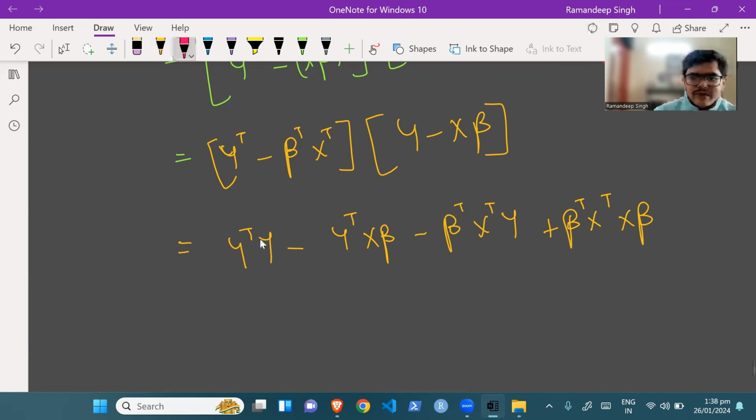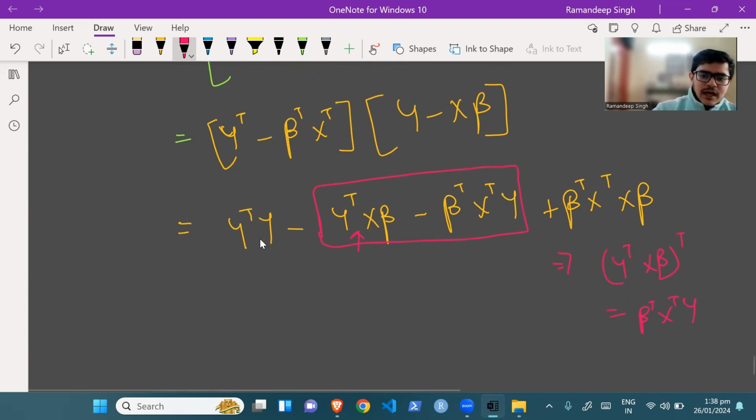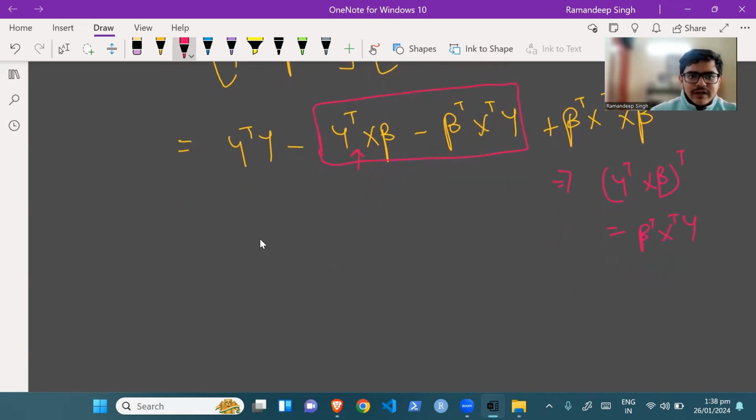Okay, so now here we will notice that I have these two terms, and I will prove to you in the next session that these both terms are equal. That is, this matrix is a symmetric matrix, which will imply that if I transpose this, it will be equal to beta transpose X transpose Y. Okay, so I will prepare a video on this to prove that these two are equal, and we will move forward knowing that these two are equal.